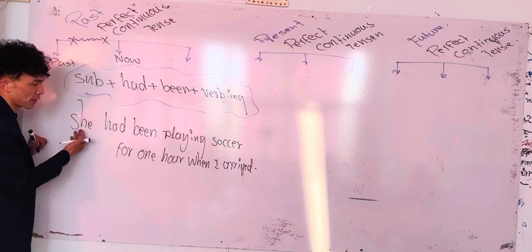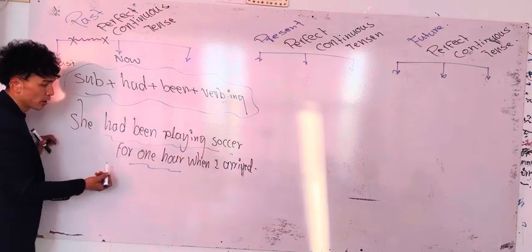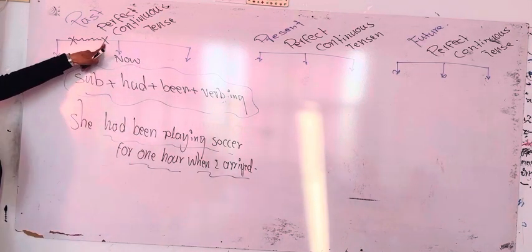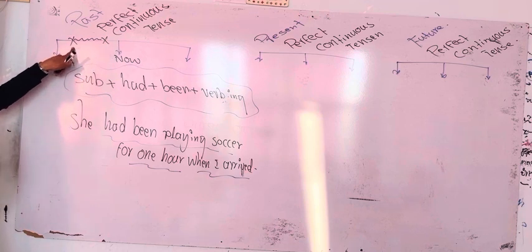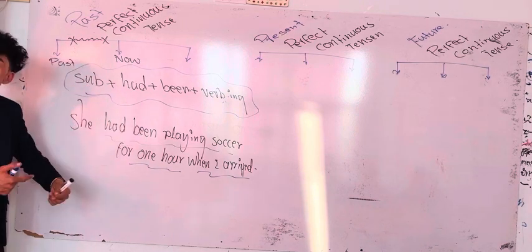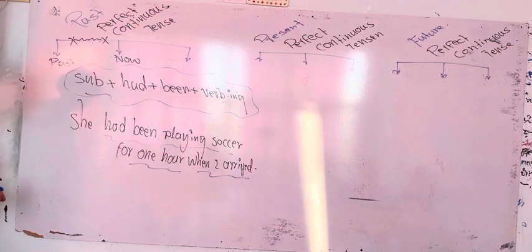Okay, the first one is the first. She had been playing soccer for 1 hour when I arrived. Which is the second action? The second action is here, close to the present. This is the first action. Which one is long? The first one is long. The first one is always long. 1 hour is too long. Did you understand? Okay.